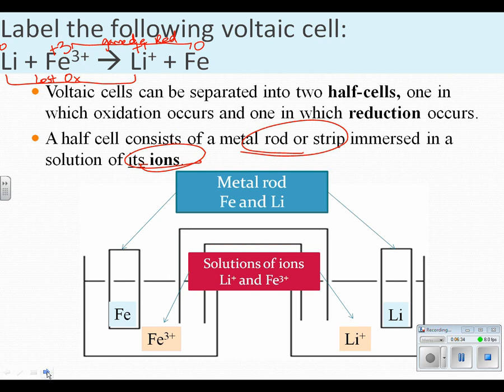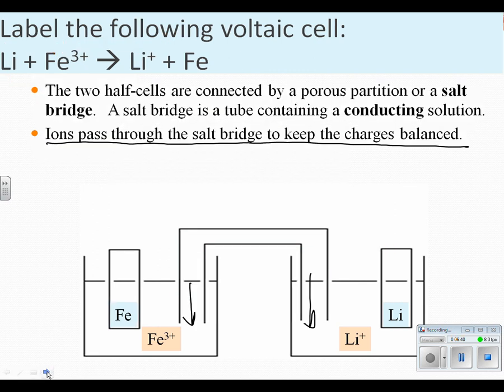So now we also need to talk a little bit about what's happening. When we have the two half cells, they're connected with what we call a porous partition, or what we call a salt bridge. A salt bridge is a tube that contains some sort of conducting solution. Most of the time that's a salt of some sort. So we're just going to label this salt bridge.